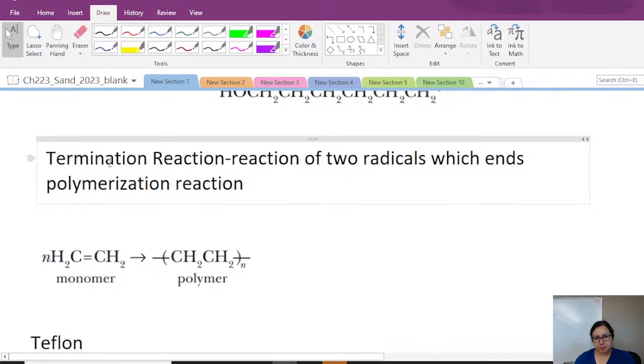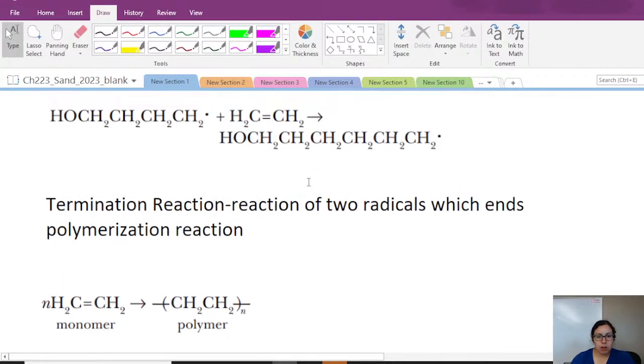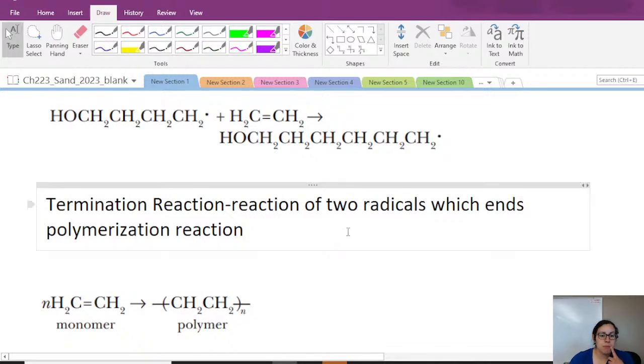And then this is terminated when you have the reaction of two radicals when their ends meet, so these would meet and then end your polymerization. Again, that's something you could try to control with concentration or any other additives, how you do the reaction. So you're trying to control that termination so you can control the length of your polymer.